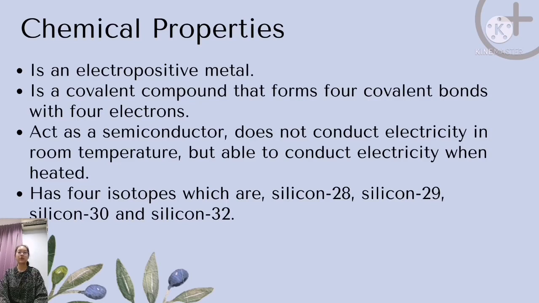Silicon is an electropositive metal. It is a covalent compound which forms 4 covalent bonds with 4 electrons. It acts as a semiconductor. It does not conduct electricity at room temperature, but is able to conduct electricity when heated. Silicon has 4 isotopes, which are silicon-28, silicon-29, silicon-30, and silicon-32.